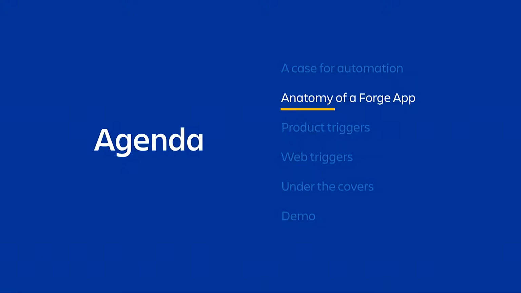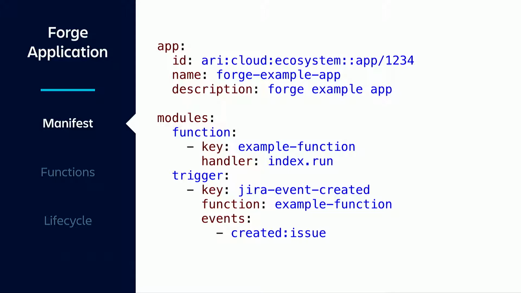So let's just have a quick look at the insides of a Forge application. The main file describing the whole application is the manifest. It's just a YAML file containing some metadata about the application. It also contains different modules. The main module, the very basic one, is a function, and it's just a reference to a source file and the method. Then there are other modules that build upon that.